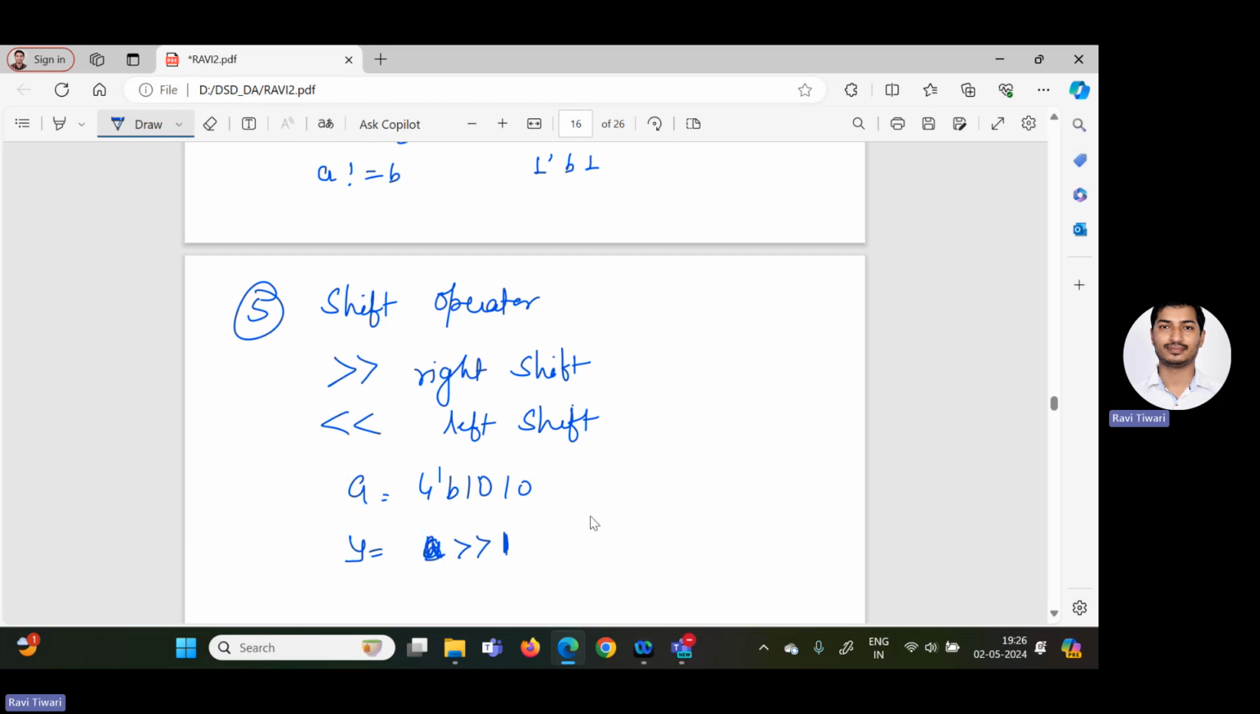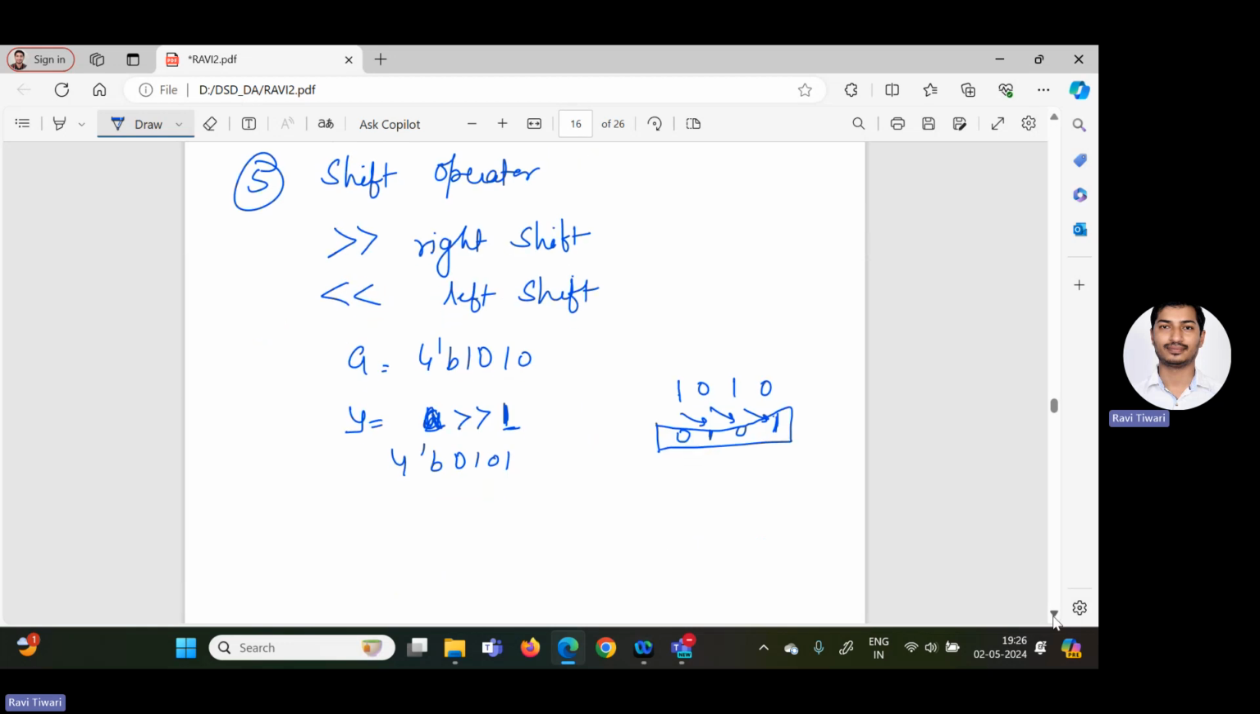So what will it do? It will do the right shift by 1 unit. Right shift means what? First you write down A. Now you move to the right side like this, right? So 1 will be moved here, 0 will be moved here, and this is 1. And always pad 0 in front of it because it's the right shift. So you will get 4'b0101.